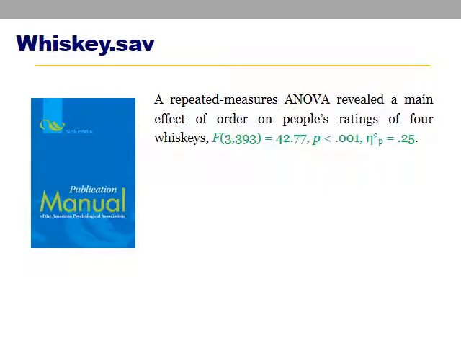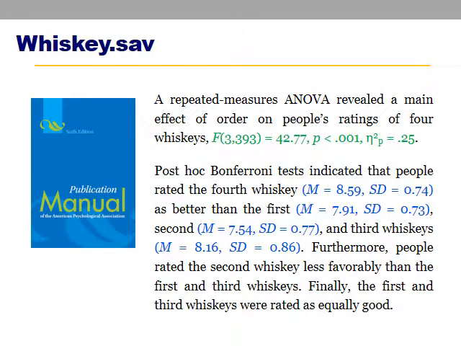Now that we know there is a main effect, the second part of our write-up will explain which whiskeys were and were not different from each other. We'll start by naming the type of post hoc test that we did, in this case Bonferroni. And then it's our job to try to explain all of the post hoc comparisons that we saw in the previous slide. Here I said post hoc Bonferroni tests indicated that people rated the fourth whiskey as better than the first, second, and third whiskeys.